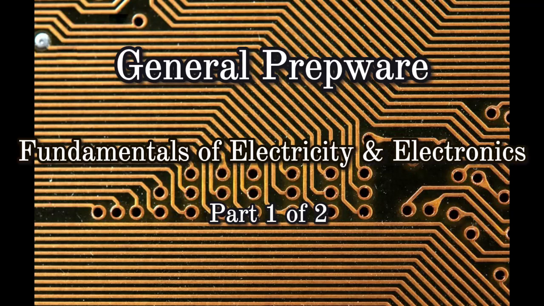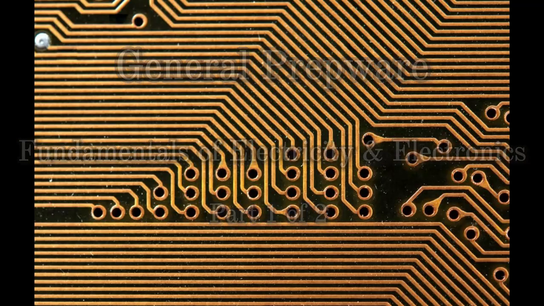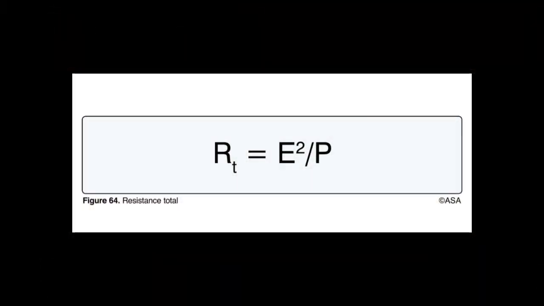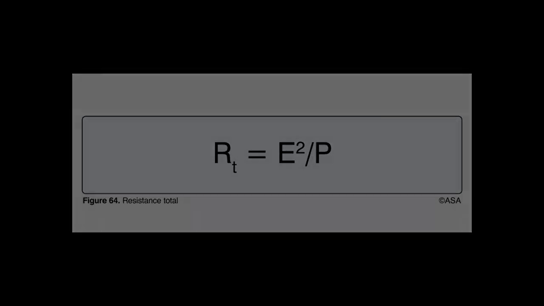A 24-volt source is required to furnish 48 watts to a parallel circuit consisting of 4 resistors of equal value. What is the voltage drop across each resistor? 24 volts. Refer to Figure 64. A 24-volt source is required to furnish 48 watts in a parallel circuit consisting of 2 resistors of equal value. What is the value of each resistor? 24 ohms.